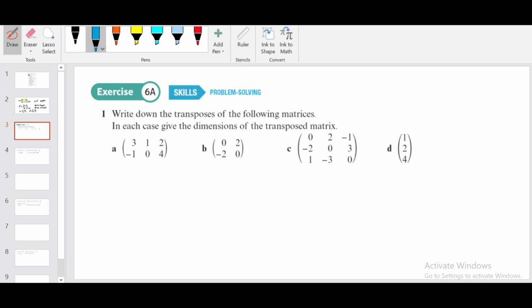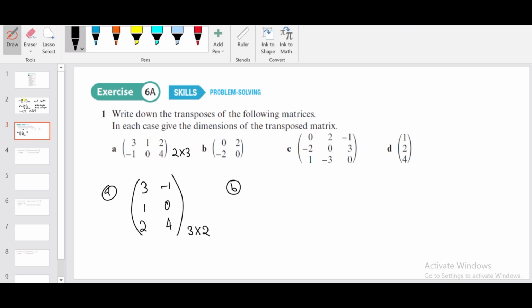Now let's move on to exercise 6a. Write down the transpose of the following matrices. In each case, give the dimension of the transpose matrix. For the first one, it's 3 1 2 first row, and then second row. So if this is 2 by 3, this will be 3 by 2, because we are swapping rows and columns, right? So 0 2 minus 2 0 for B. And the dimension is 2 by 2.